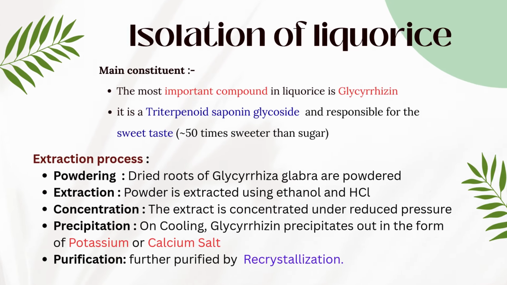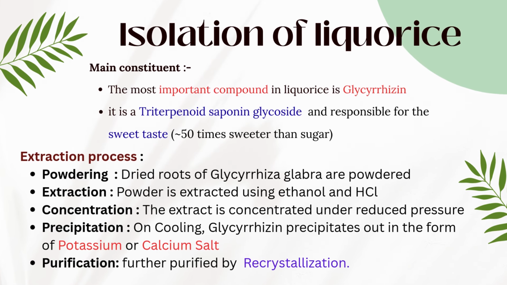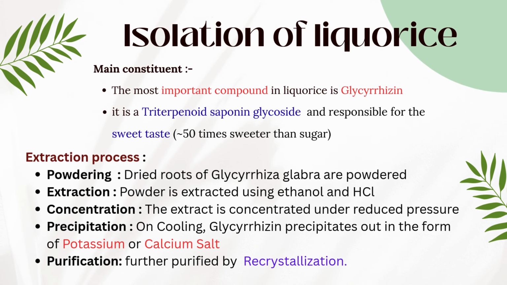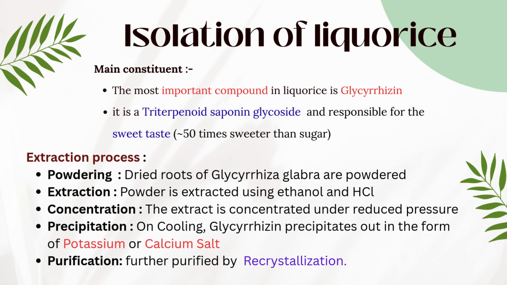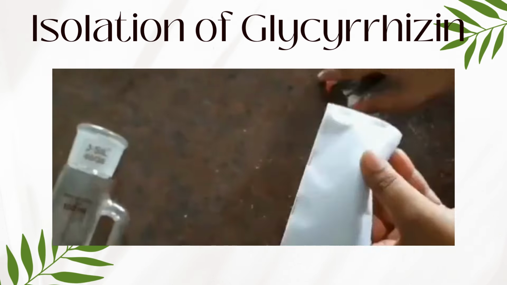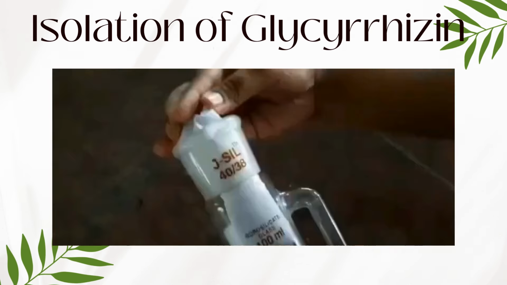Isolation of glycyrrhizin. Friends, now let's discuss how we isolate glycyrrhizin, the main compound of liquorice. Here, the simple extraction process consists of the following steps: powdering, extraction, concentration, precipitation, and purification. Here, we are performing the isolation of active constituents from the liquorice root.